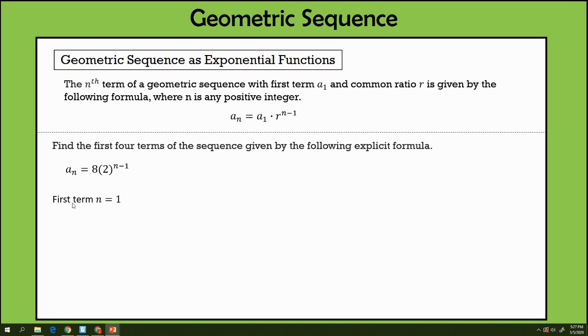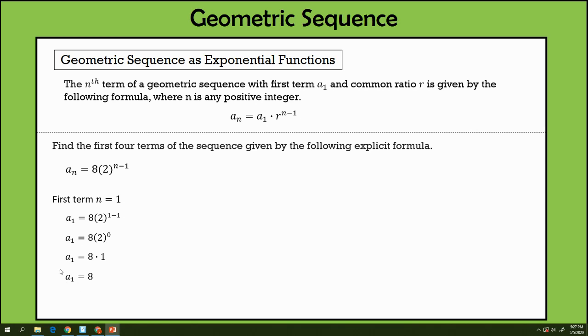So let's say I want to find the first term of the sequence. I'm going to let n equal 1. That will give me the first term in the sequence. So again, I'm going to put the 1 here in place of the n in the a sub n, and I'm going to put 1 in place of the n in the exponent. So I have a sub 1, the first term of the sequence, equals 8 times 2 to the 1 minus 1 power. A sub 1 equals 8 times 2 to the 0 power. We all know 2 to the 0 power is 1. So 8 times 1 is 8.